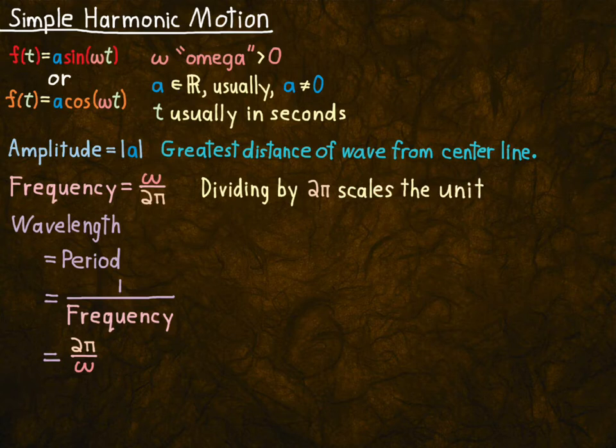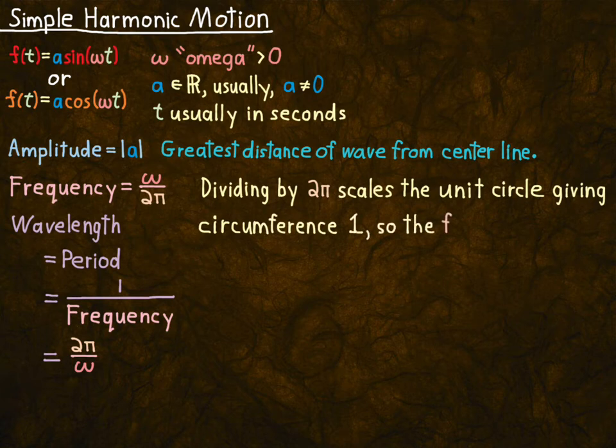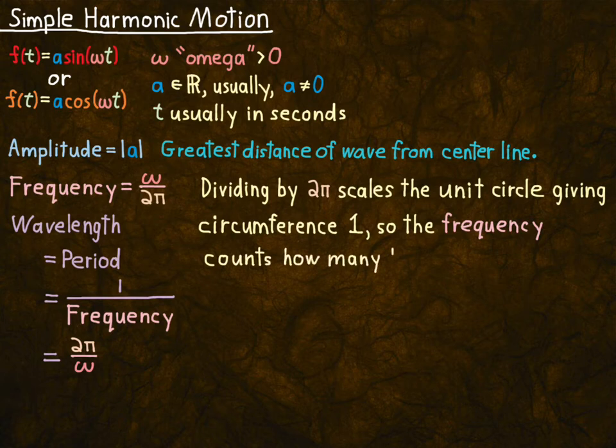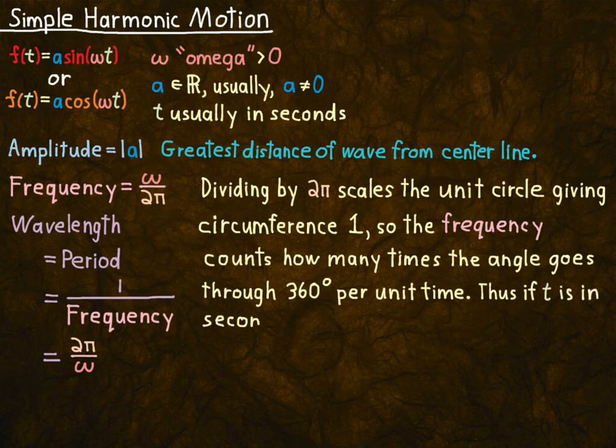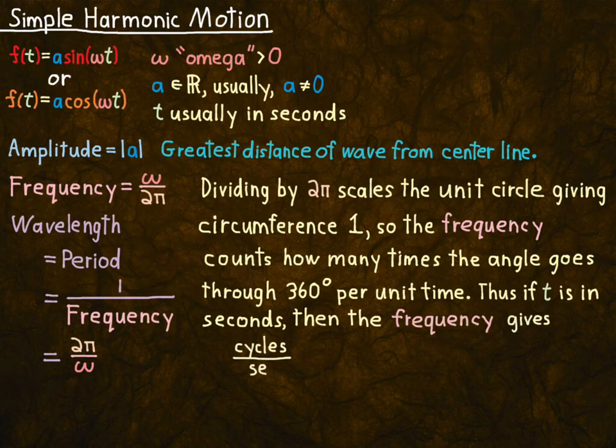So why do we divide omega by 2 pi? It scales the unit circle down to give a circumference of 1 instead of a circumference of 2 pi. So the frequency will then be counting how many times the angle goes through 360 degrees per unit time. So if we're talking about seconds, how many times per second the thing goes through 360 degrees. That's in the xy plane, right? Where the unit circle usually would be.